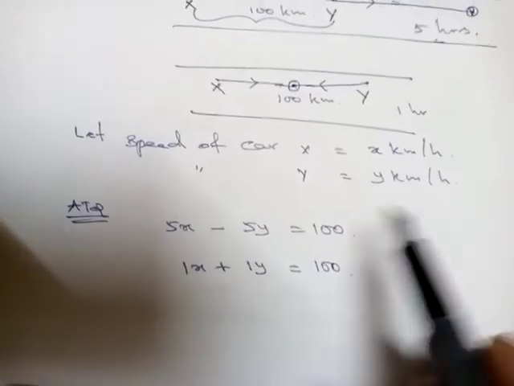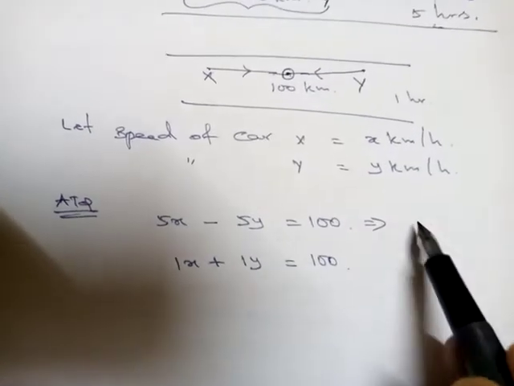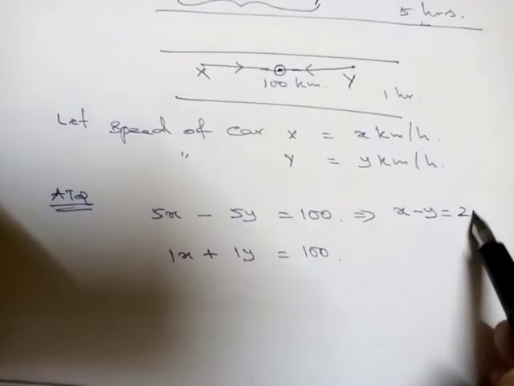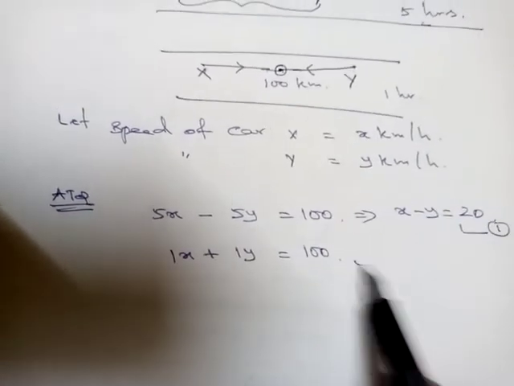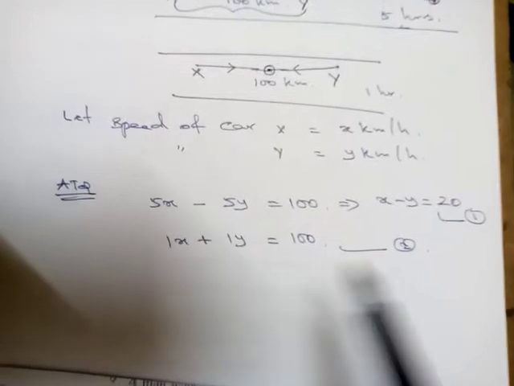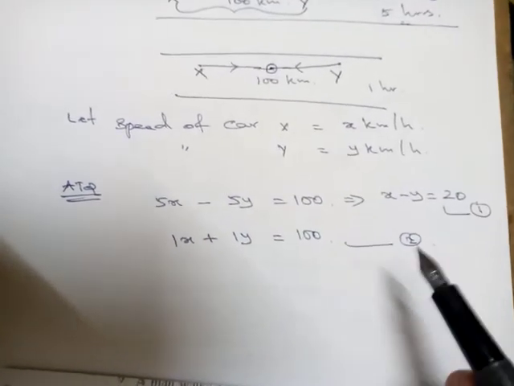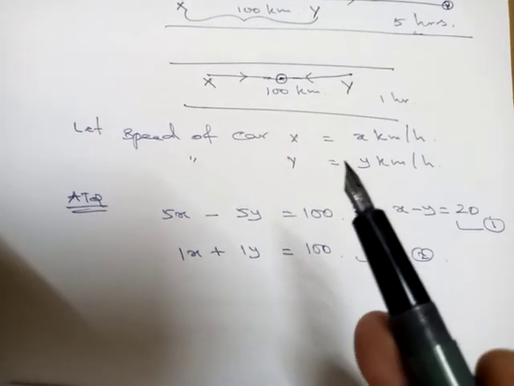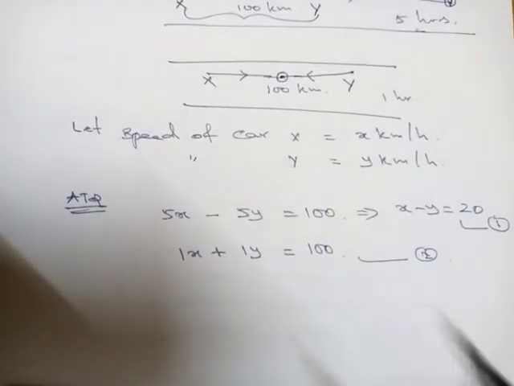So this we can simplify. How can we simplify? Divide by 5, so x minus y is equal to 100 divided by 5, 20. This is the first equation and this is the second equation. If you solve these two, it is very simple. If you solve these two, you will get x and y. That x is the speed of the first car, y is the speed of the second car. That's all.